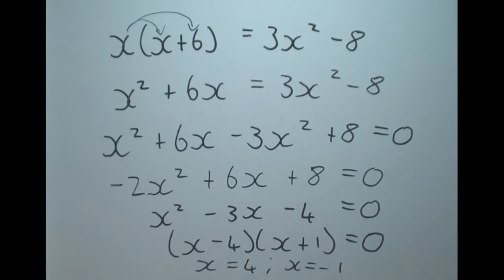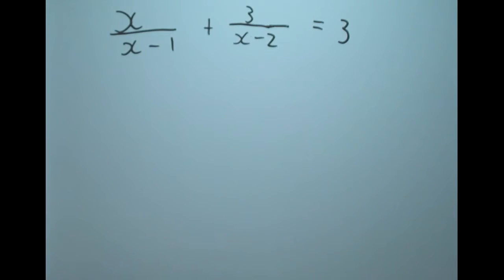Let's recall the method that we went through. We multiplied out our brackets and then we took everything to one side of the equation and left the other side as 0. And there we could factorize so that we could get this solution here. Now let's look at a scenario where we have brackets in the denominator. Let's look at the equation: x over (x minus 1) plus 3 over (x minus 2) is equal to 3.